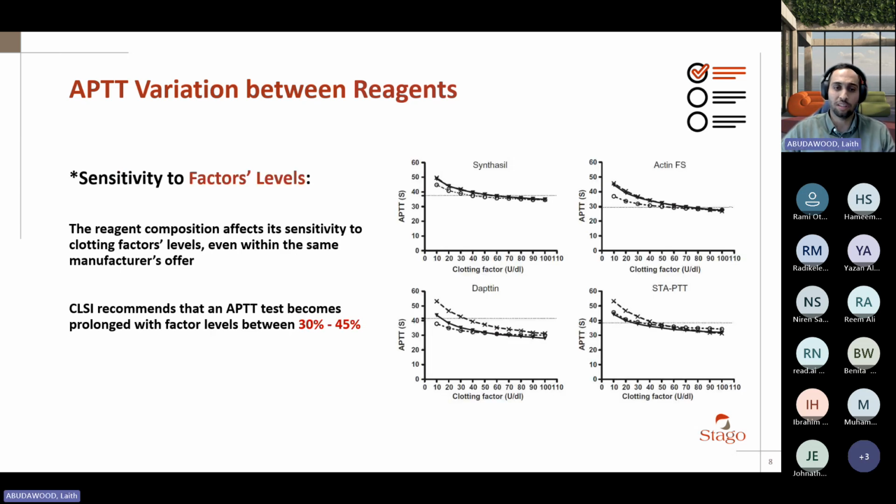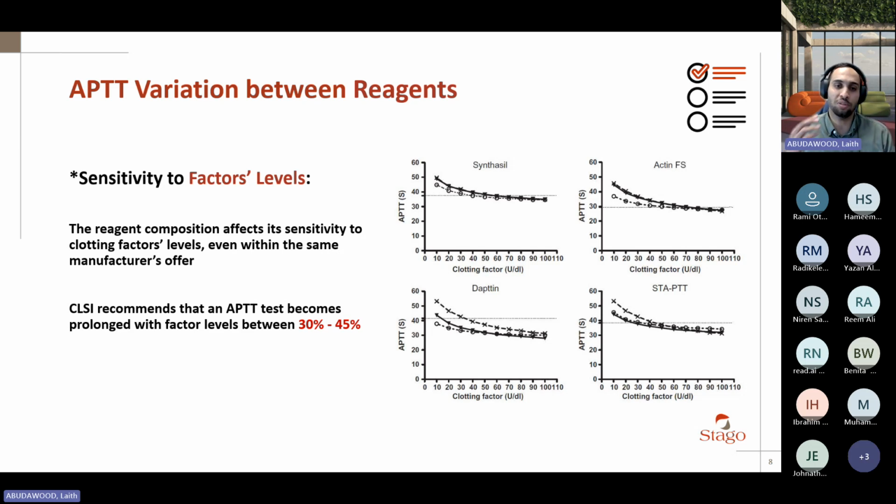So briefly, when I talk about sensitivity to factor levels, I mean, when does my reagent give me a prolonged result or a result out of the reference range? This is what I mean by sensitivity to a factor. So if, for example, reagent X becomes prolonged when the factor level is 60% or below, another reagent gives me a prolonged result when the factor level is 40% or below. The first reagent is more sensitive because it can detect factor deficiencies at 60% or below.